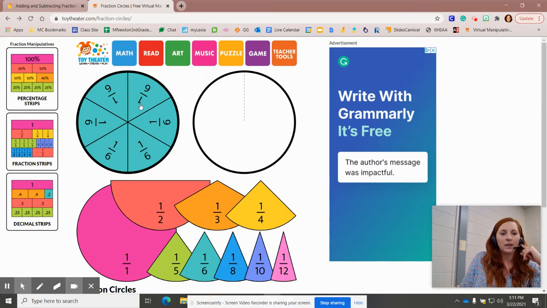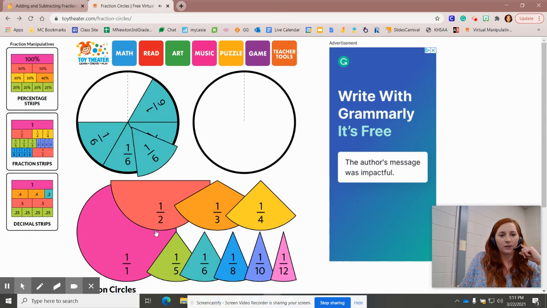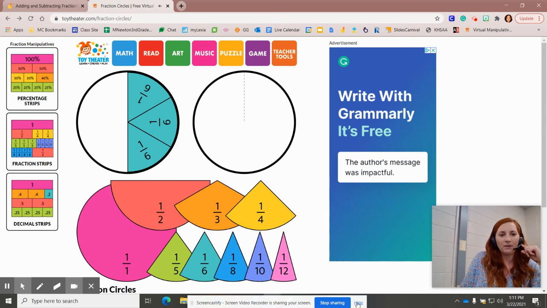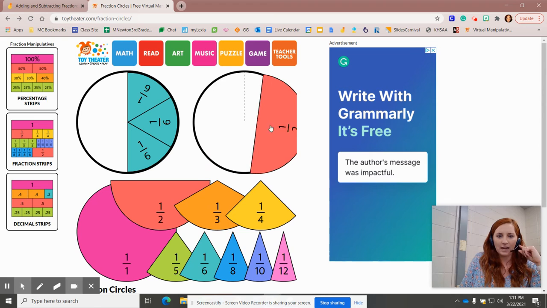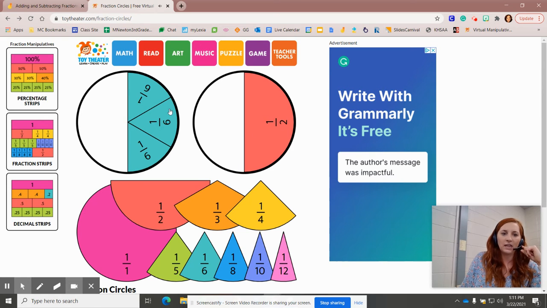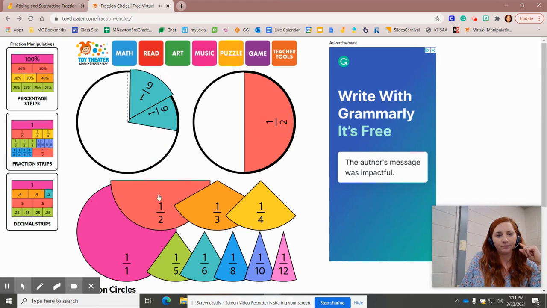Let's check it out. Here's 6/6. I'm going to take away 3/6. What am I left with? Very good, 3/6. 3/6 is equivalent to what fraction? Can we simplify this? We can simplify it because 3 and 6 are both divisible by 3. 3 divided by 3 is 1. 6 divided by 3 is 2. 3/6 is the same thing as 1/2. So again, you're left with half a pizza.